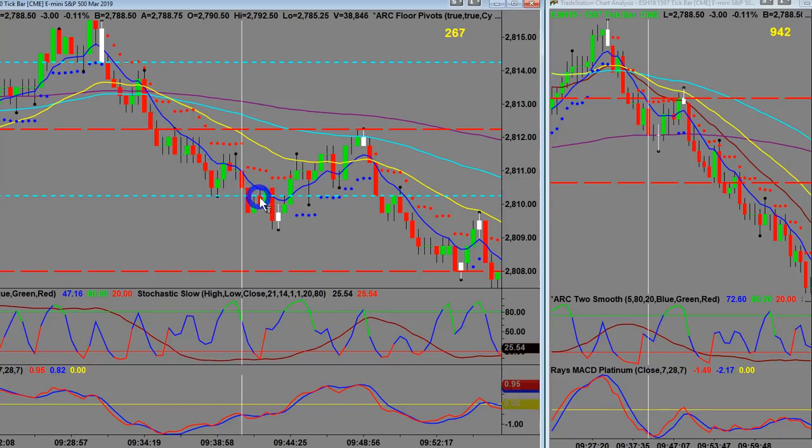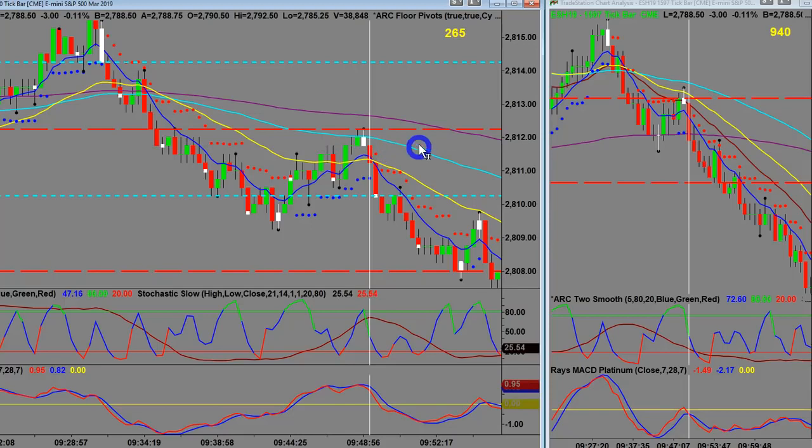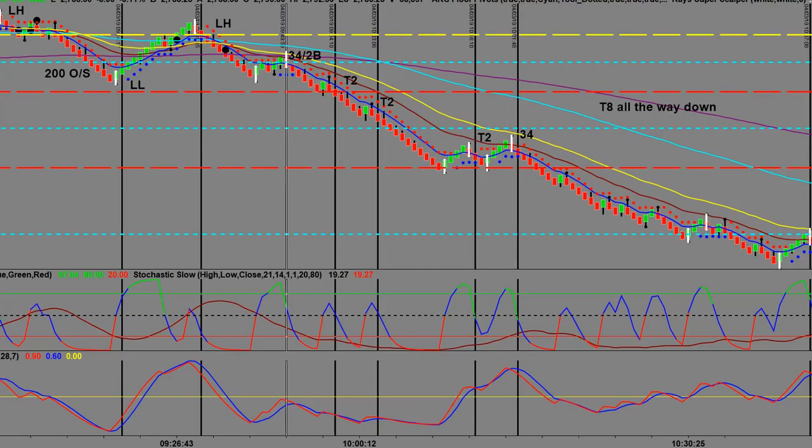But notice here we had a pullback. This then formed a great 2B. So you had a 2B right here to the short side. Now if we look at the Renko chart, that was that point right there.